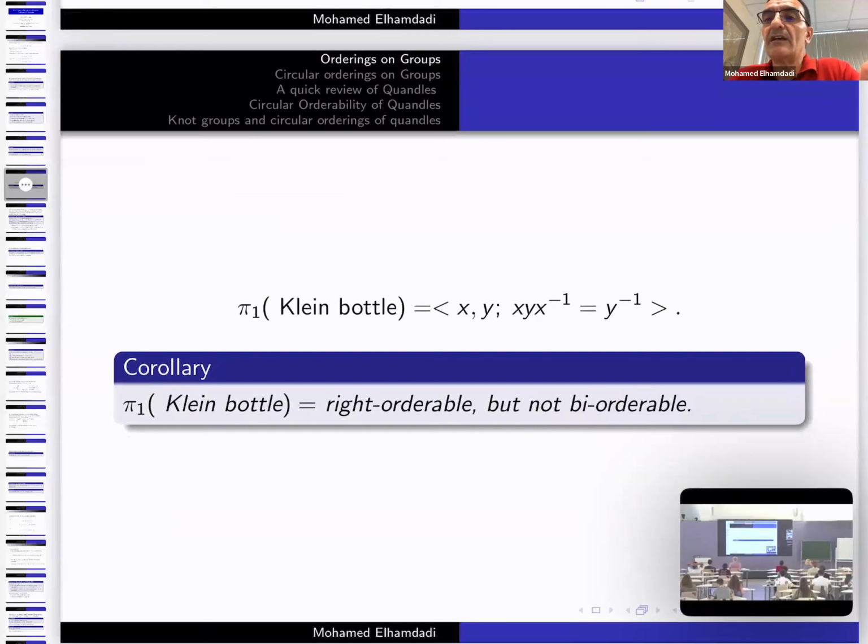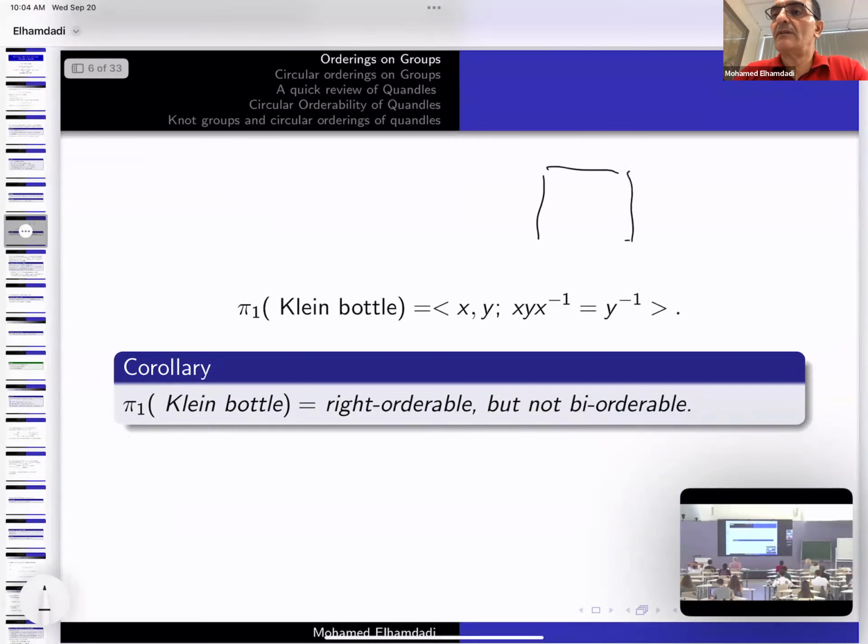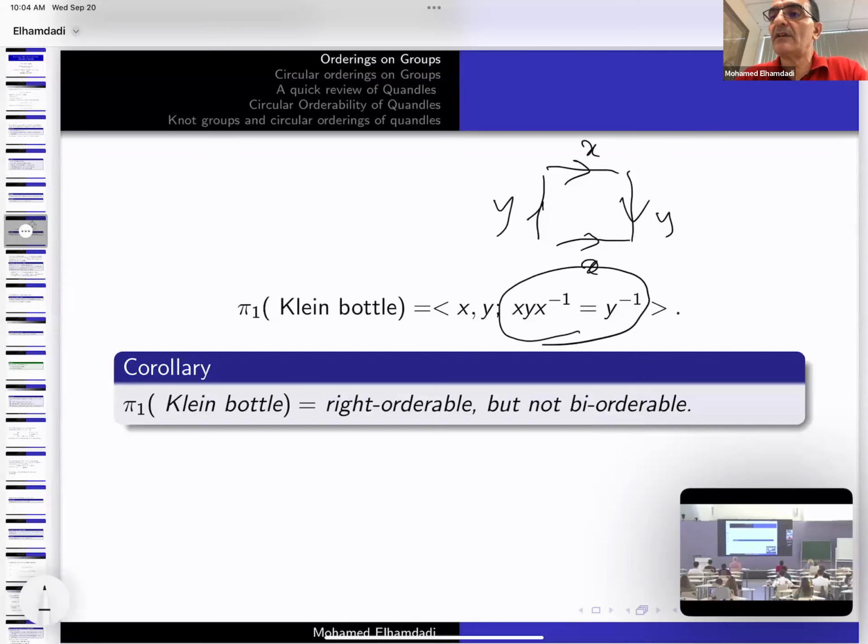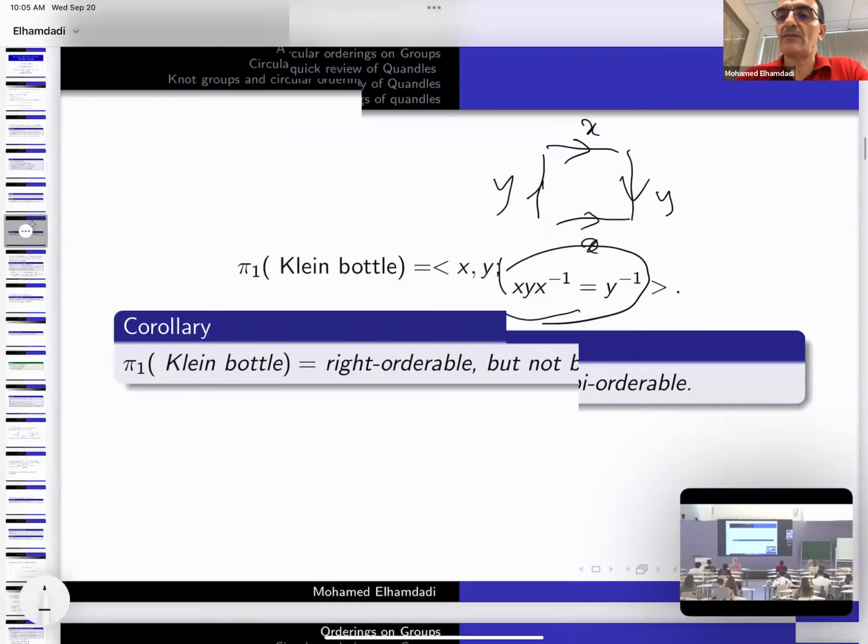Here is a small example. This is the fundamental group of the Klein bottle. It can be given by generators and relations, x y x inverse equals y inverse, I think, if one just draws x, and y inverse, y, then one can get this relation. And the fundamental group is right orderable, but not bi-orderable. The reason it is not bi-orderable is that if you conjugate y by x, it gives y inverse, and this gives a contradiction for bi-orderability. You just have to discuss if y is greater than one, then by induction you get a contradiction, or the other way.